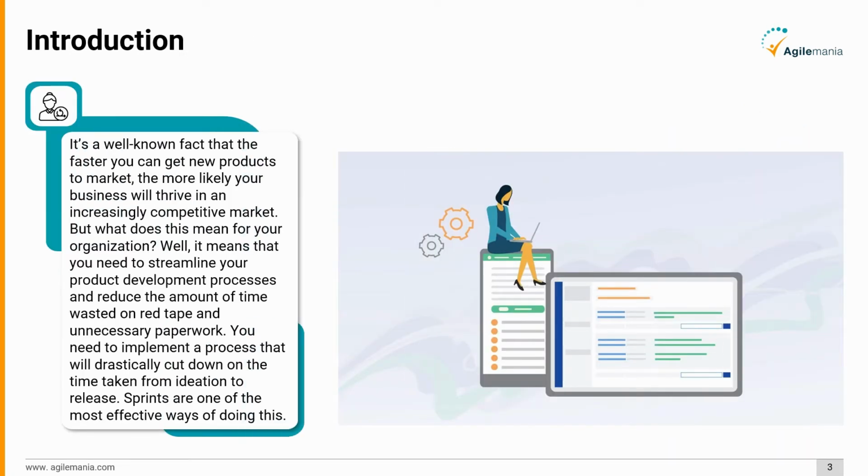It's a well-known fact that the faster you can get new products to market, the more likely your business will thrive in an increasingly competitive market. But what does this mean for your organization? Well, it means that you need to streamline your product development processes and reduce the amount of time wasted on red tape and unnecessary paperwork. You need to implement a process that will drastically cut down on the time taken from ideation to release. Sprints are one of the most effective ways of doing this.